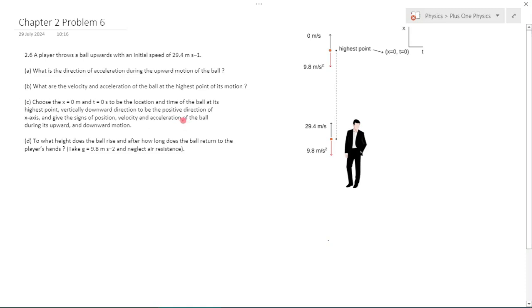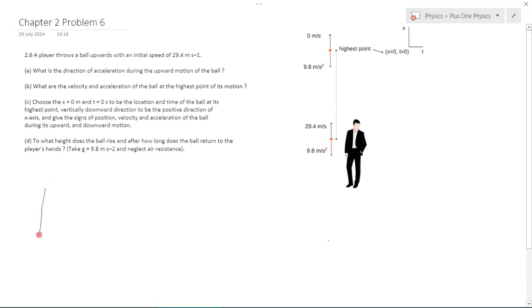They are giving us the reference, and what is a reference diagram in which the negative direction, the downward direction, is to be the positive direction of the x-axis. That is the only thing we have to remember, and I will draw that.